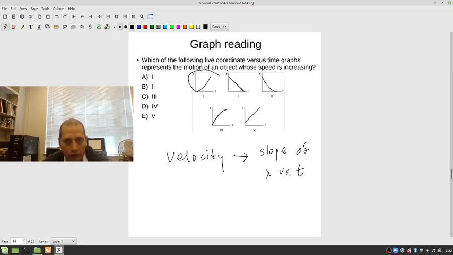Well, it looks like this one, because here the slope is not changing. Here the slope is getting flatter. Here the slope is also getting flatter, and here it's not changing. So in this one, you're going backwards and slowing down. Here you're going forwards and slowing down. Here you're going forwards and speeding up. Here you're going backwards at a steady rate. There you're going forwards at a steady rate.